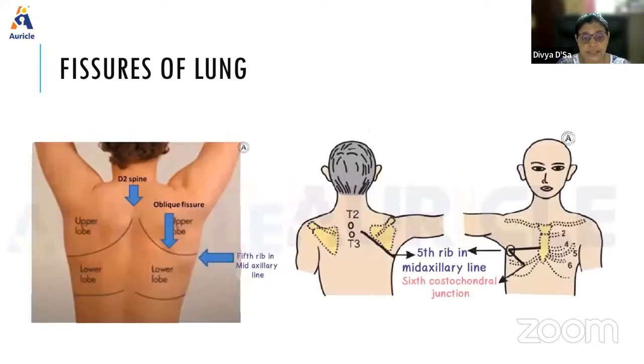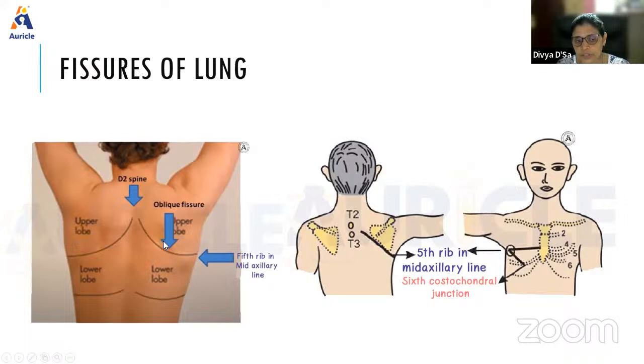So what is the extent of it? When we draw the oblique fissure, we start by putting a point at the level of T3 in the midline posteriorly. So we mark a point at T3, and it begins from there. Then we put a point in the mid-axillary line at the level of the fifth rib, and then in the front at the sixth costochondral junction.